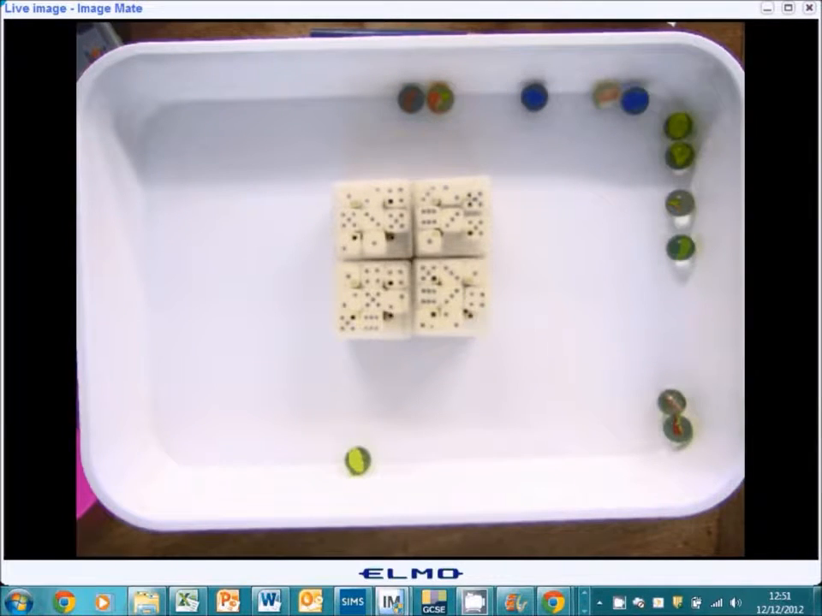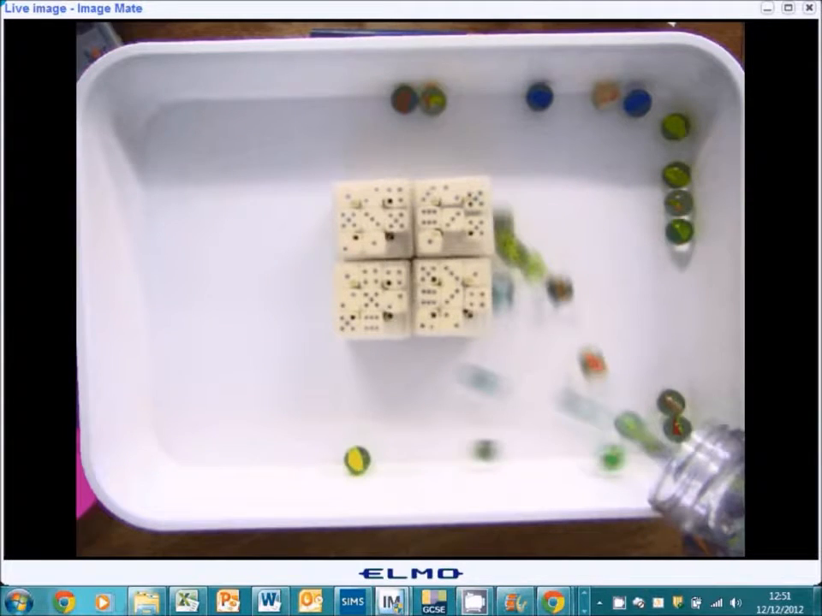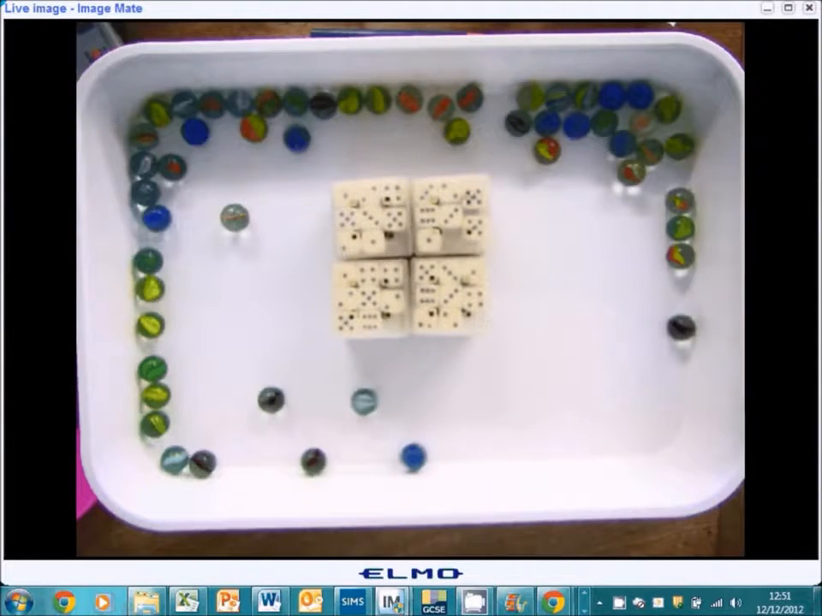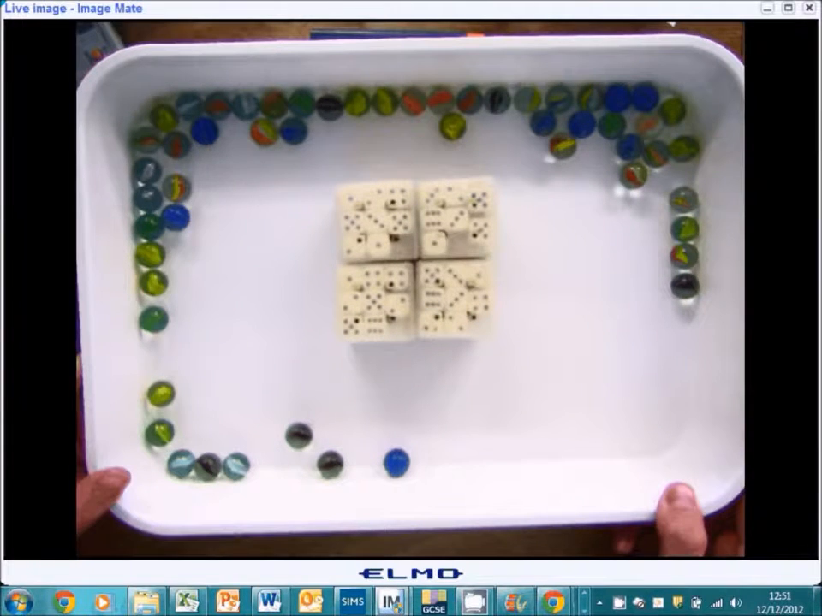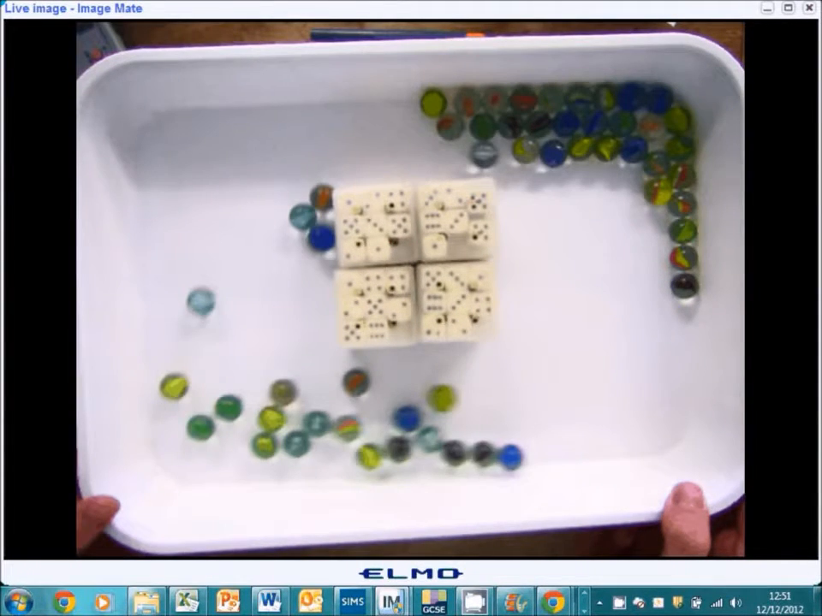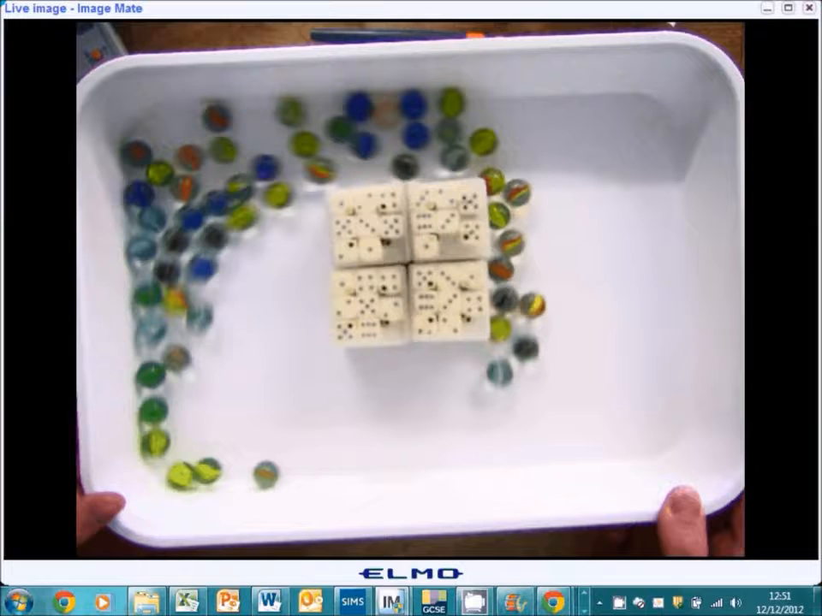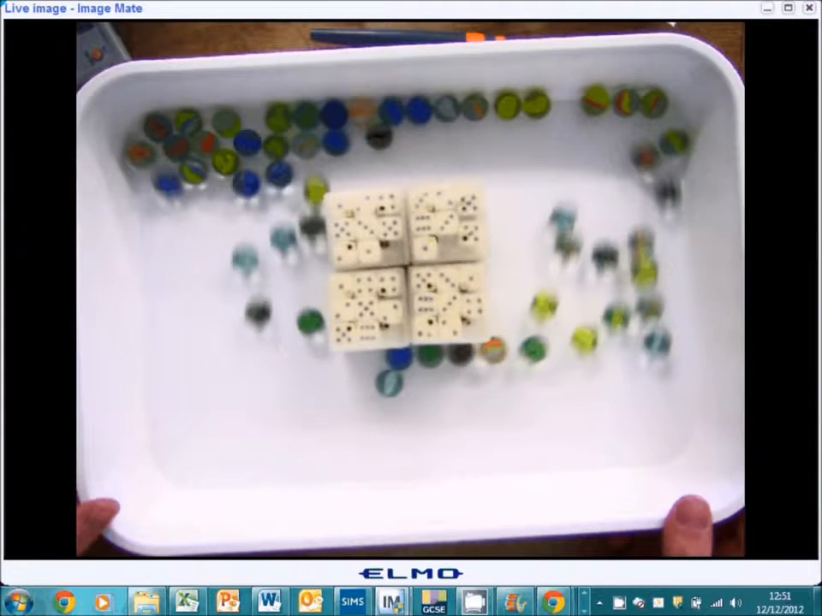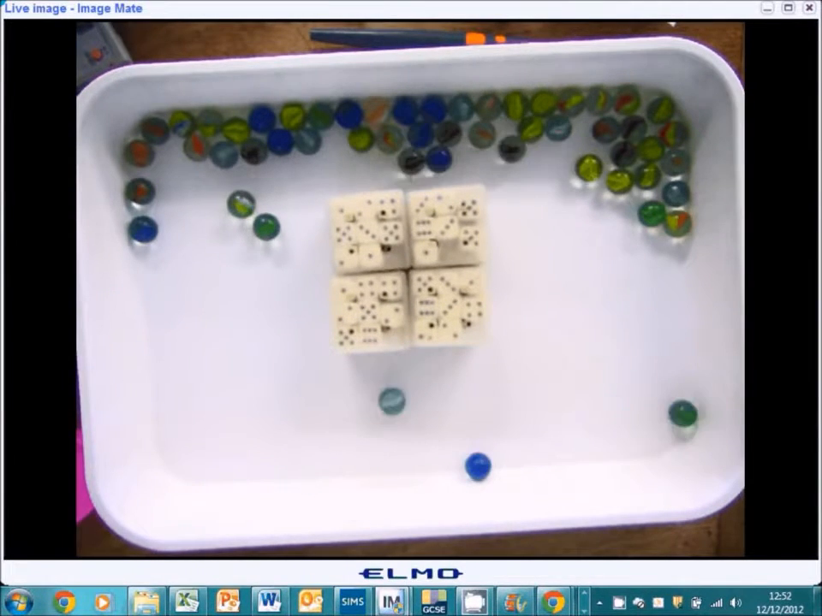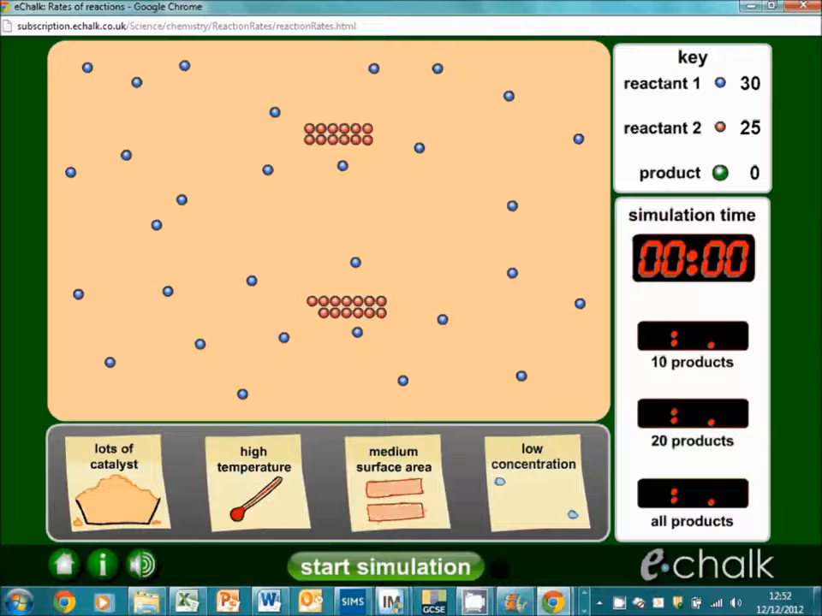To increase the concentration, you need to have more acid particles. The more acid particles there are, the more collisions per second. The more collisions per second, the more reactions happening. The more reactions, the faster the speed of the reaction.